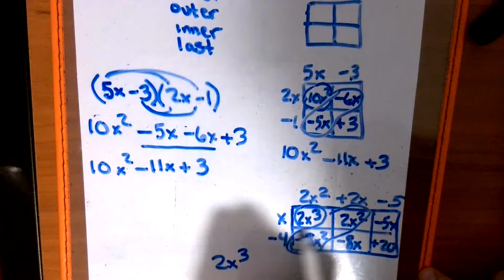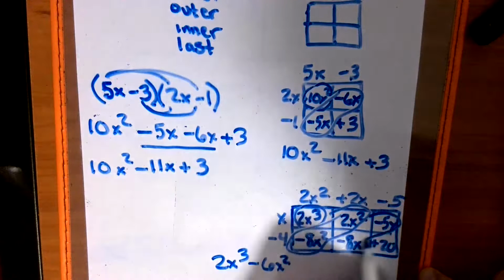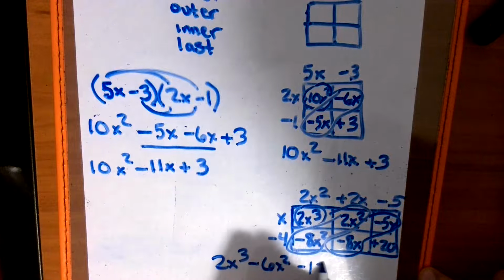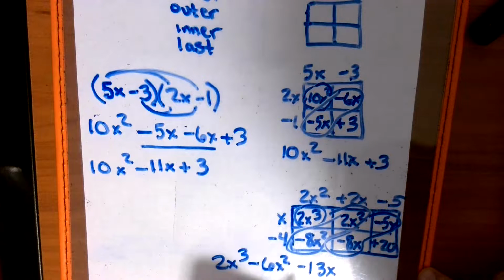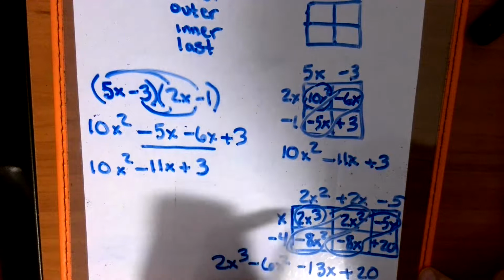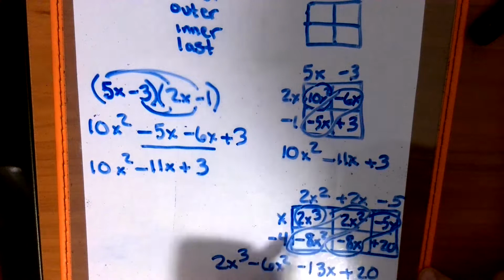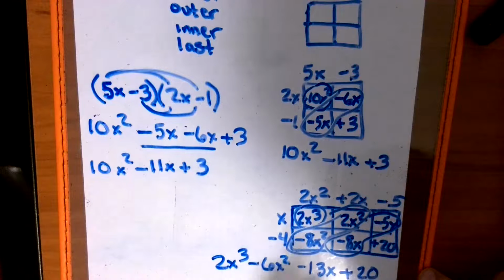These two can go together. That was your negative 6x squared. That and that went together to make your negative 13x. And then your positive 20. Okay. And then you just check, and you can check to make sure that you did all the math correct. And it all looks good.